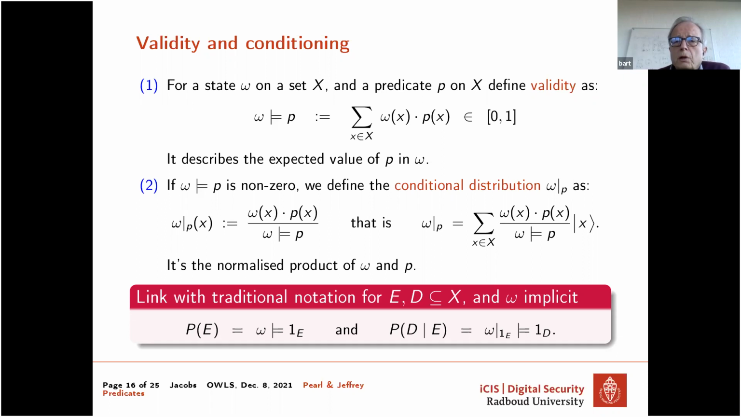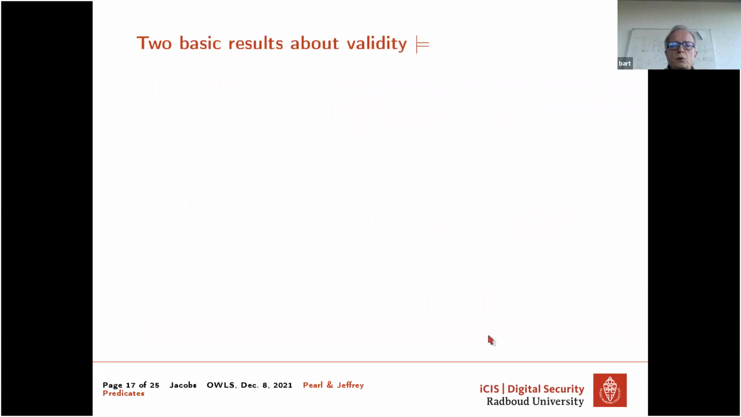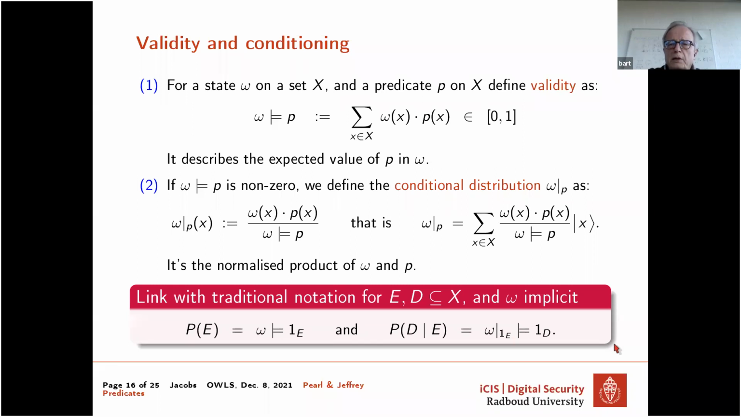And if you're more used to the traditional notation, and you like to use subsets or sharp predicates, the normal notation of probability of an event leaves the state omega implicit, which is a bad idea. So I'll write it explicitly: the probability of event D given event E is the validity of D in the distribution updated with E. This makes good sense from an intuitive perspective, but I like to have this state omega explicit, especially if you start moving states around with state transformation. Then a notation where the state is left implicit is a bad idea.